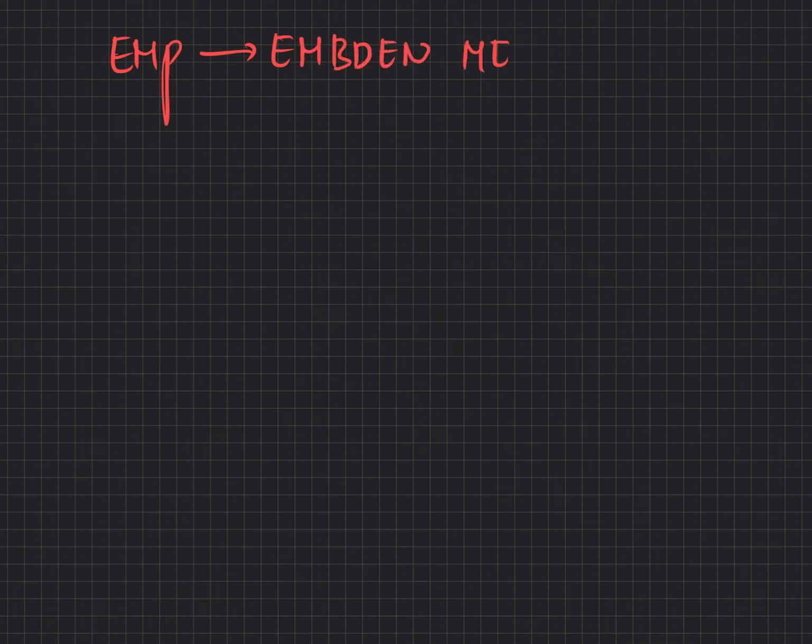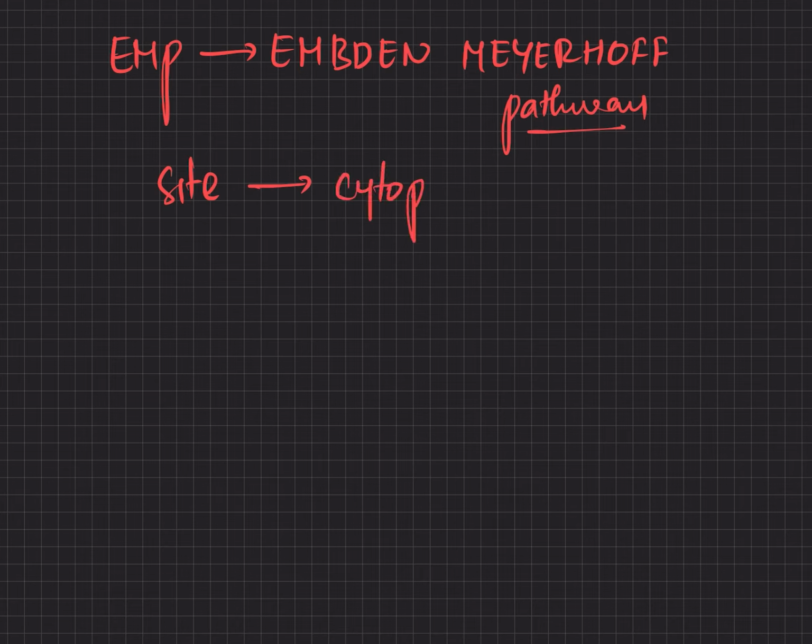Embden-Meyerhof pathway. Now, what is the site? Where does this glycolysis occur? It occurs in almost every cell, in the cytoplasm. It occurs in every part of the body, in every tissue, every cell, and the site of occurrence is the cytoplasm. Now, this glycolysis is a 10-step pathway.